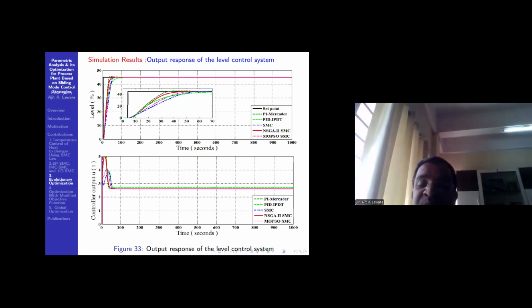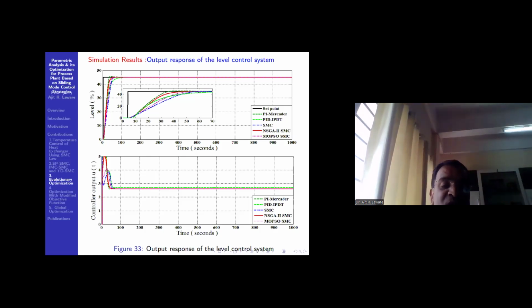So the PI and PID, these two controllers, I have added after the revision. Here SMC, NSGA2 SMC and MOPSO SMC, this is actually 0 to 40% tank level, and the tank height is 26.5 centimeter, and this is the controller output.